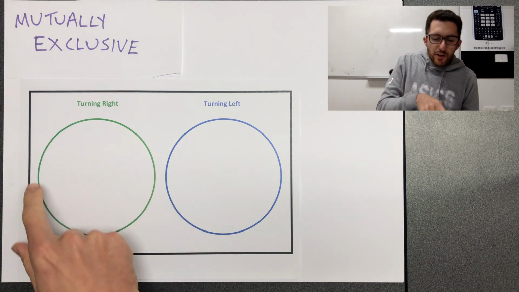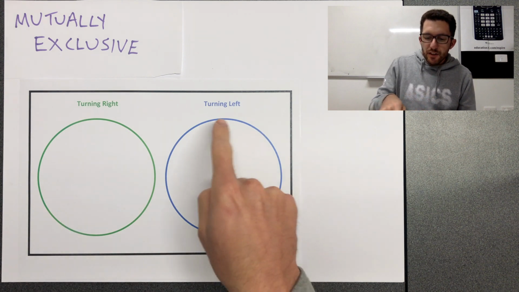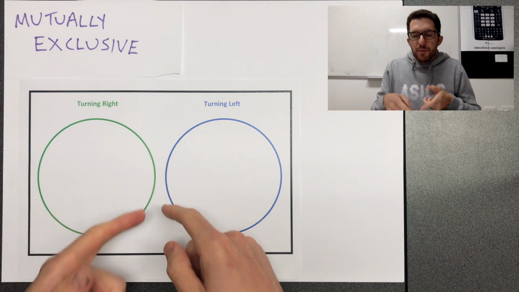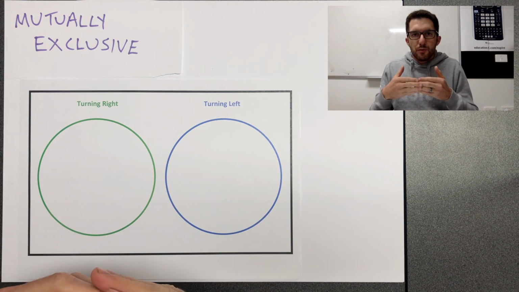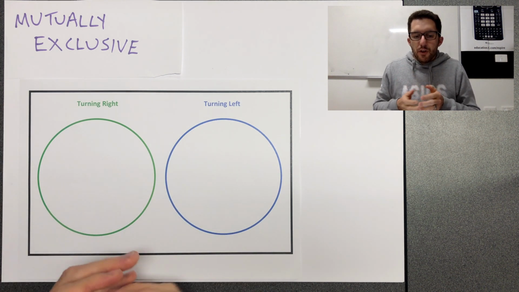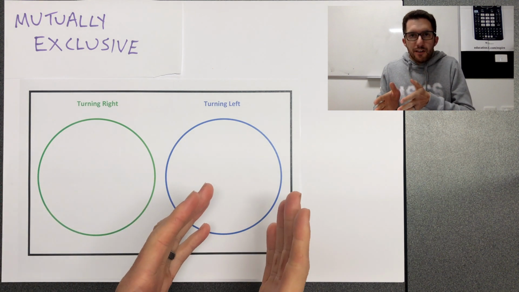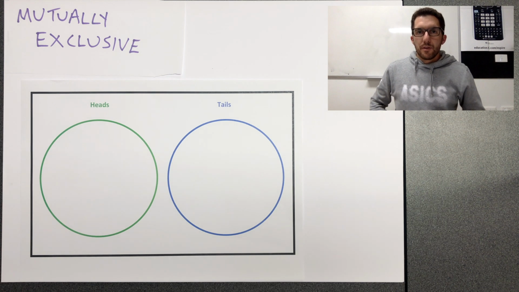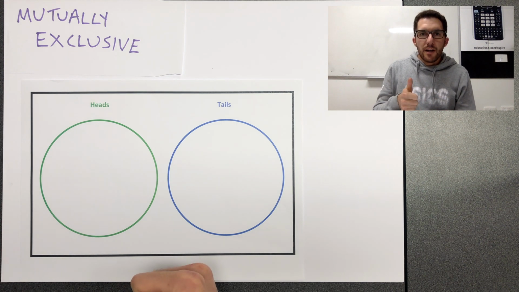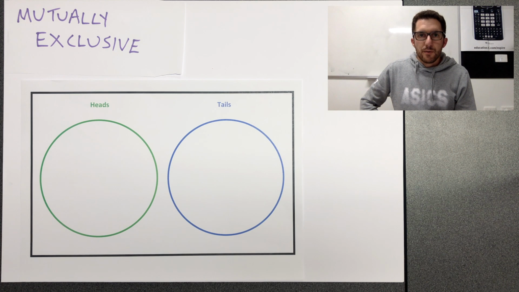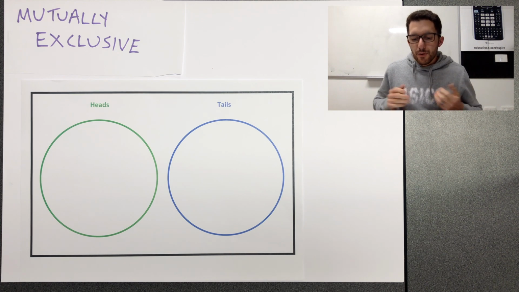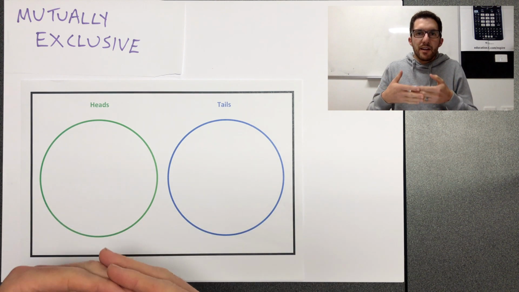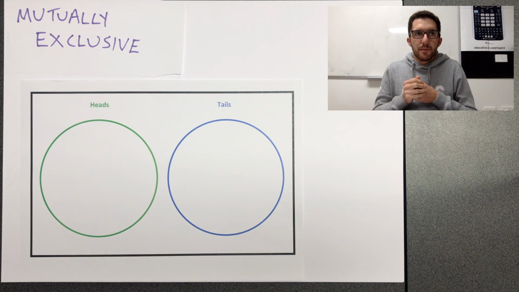You can see turning right is one outcome, turning left is another outcome, but there's no overlap. There's no space where both of those things can be true at the same time. So you have to turn right or you have to turn left, but you can't do both. All right, here's another one for you. So you're flipping a coin and you can either get a head or a tail, but you can't get both. And so again, that's represented by these circles being separated. There's no space where they're both true at the same time.